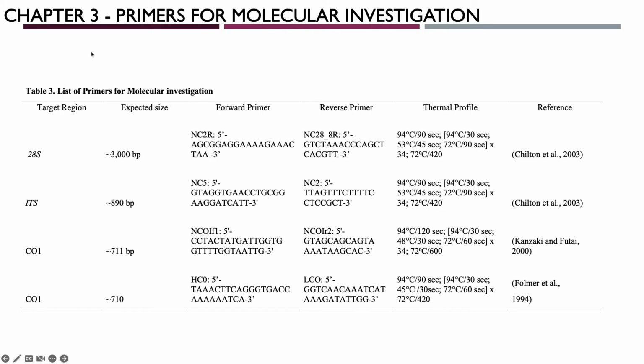So here are the primers I used. I have 28S, ITS, and then I used 2 sets of primers for CO1. Of these, 3 are nematode specific, while this is a universal primer.